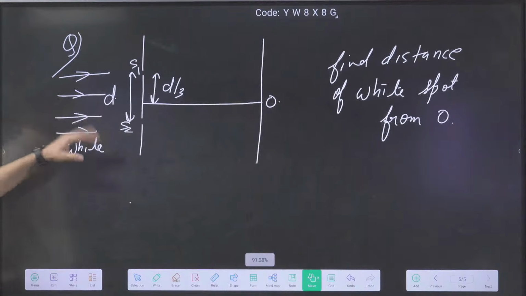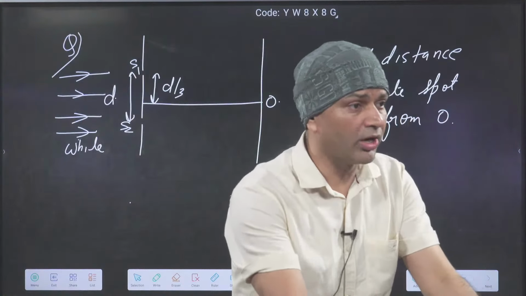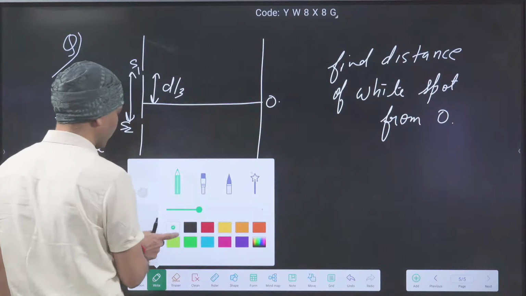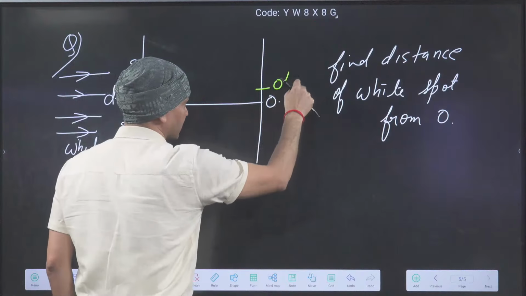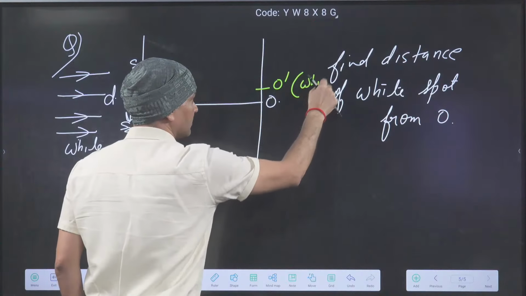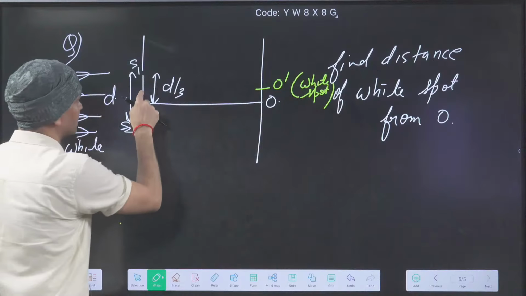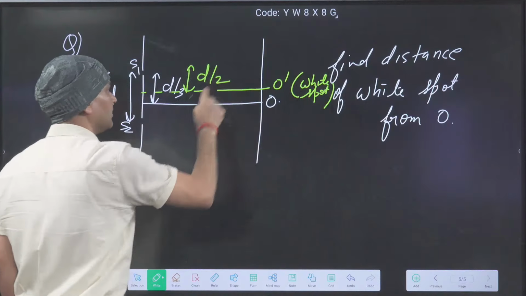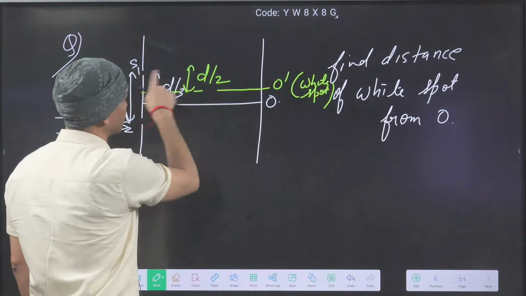Listen, just now I discussed where we will get the white spot. We will get the white spot at the bisector. So suppose O dash is the bisector, this is the white spot. The bisector of the slit means the distance from the slit is D by 2.